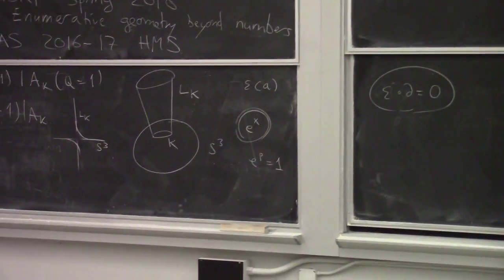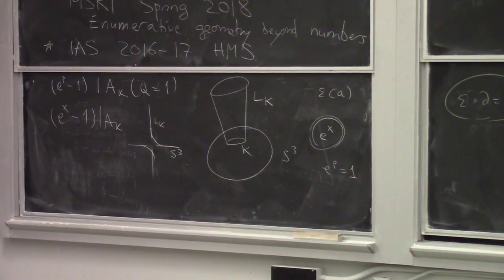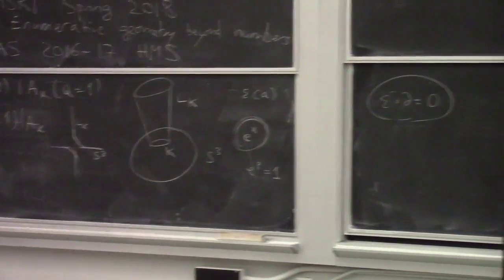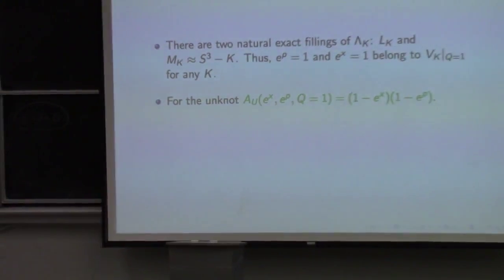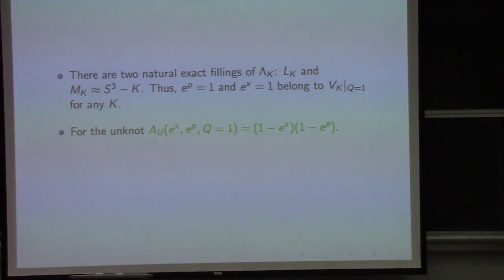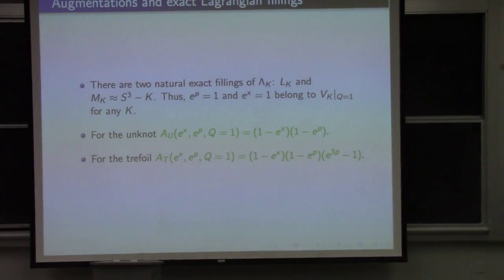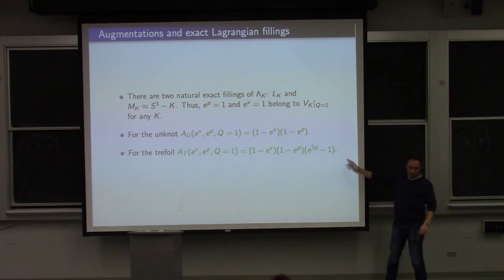And in fact, you see that for the unknot, this is it, right? This is the only factors of the augmentation polynomial. Whereas for the trefoil, you have a little bit more.